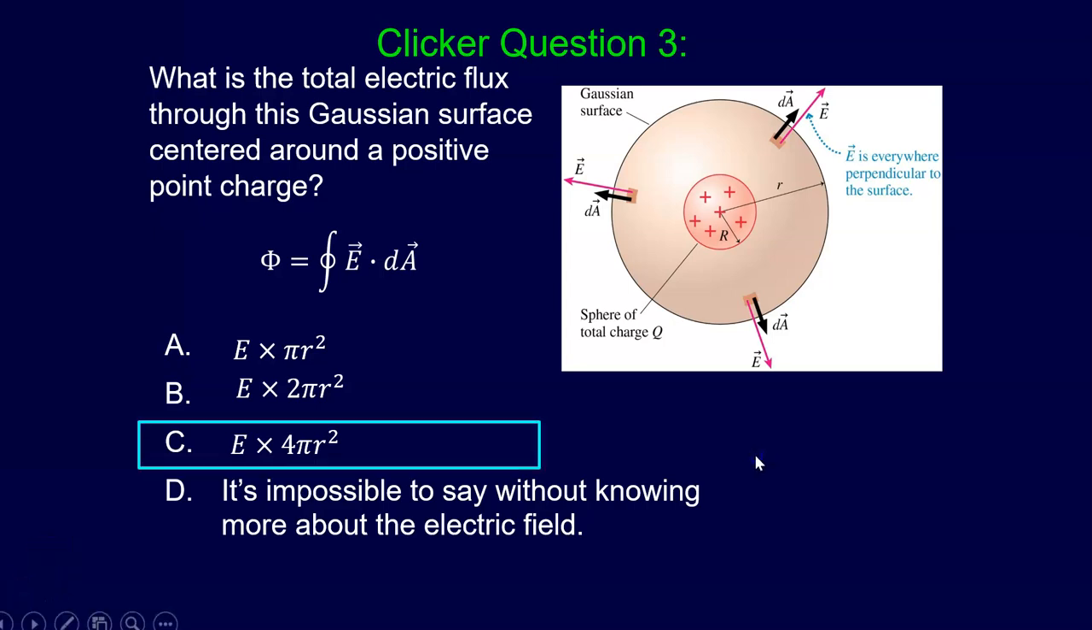Okay, hopefully you got this. C. So again, this is the case when that sweet spot, when the electric field is 90 degrees perpendicular to the surface everywhere and it's constant, then our flux integral just equals E times A. And the tricky part then is figuring out what my A is. Here the A for this surface is 4 pi r squared.